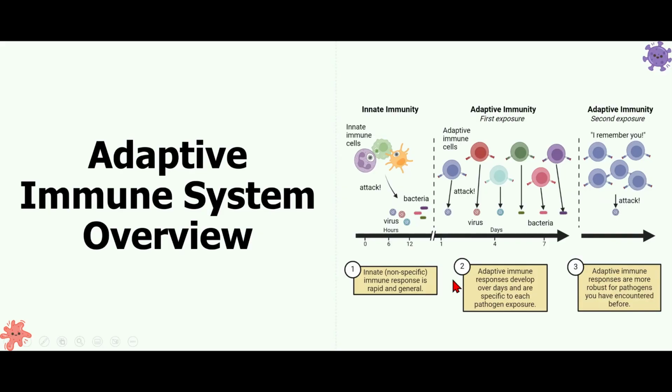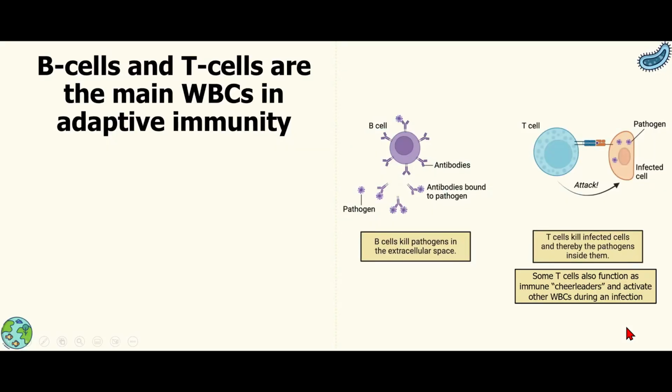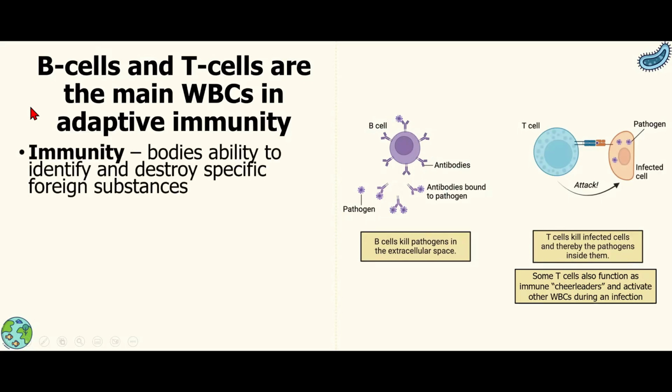And so the adaptive immune system is a really powerful part of your immune system. There are two main cells that govern the adaptive immune system. We call them the B cells and the T cells. Now, what is immunity? Immunity is your body's ability to identify and destroy a specific type of foreign substance or pathogen. So what that means is your immune system has already been trained and recognizes, hey, this is a virus, this is a bacteria, I already know how to kill it.